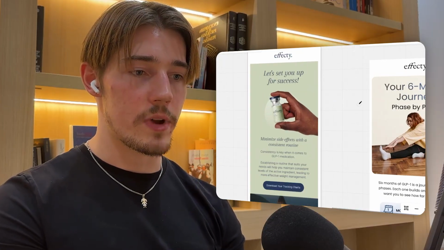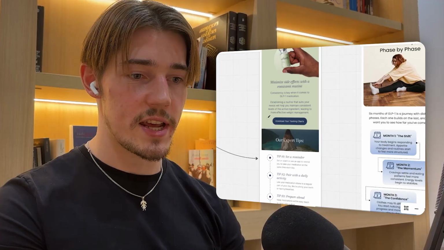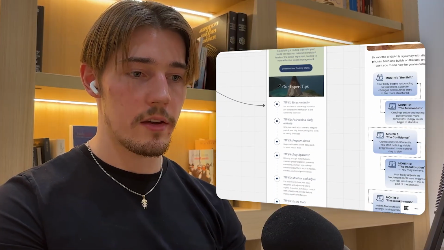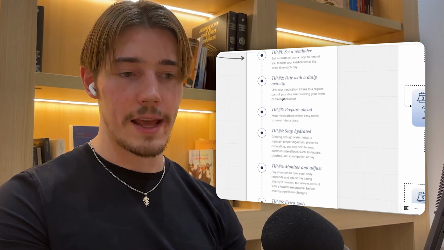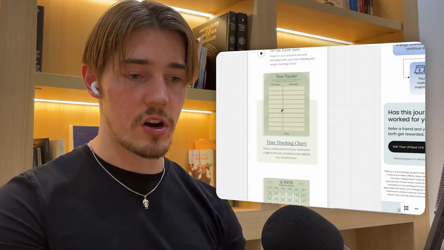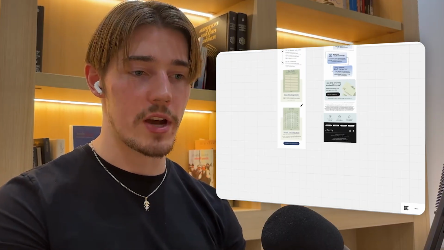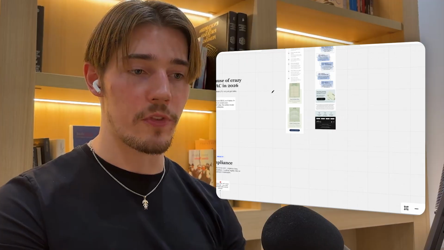Kind of like here, we can see "Let's set you up for success." There's "Download your tracking charts for weight." There are expert tips, tip number 1, set a reminder, pair with the daily activity. And then there's time tracking charts, there's weight tracking charts. This is like pure value, pure resources for the patient to actually get the most out of the treatment on top of the actual treatment itself.